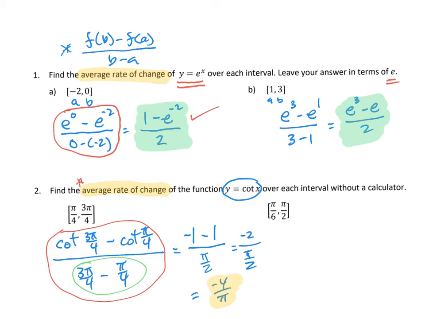The cotangent of pi over 2 is going to be 0 because that's 0 divided by 1 on the unit circle. The cotangent of pi over 6, that's going to be square root of 3 because it's square root of 3 over 2 divided by 1/2, which is square root of 3. And then on the bottom, it's pi over 2 minus pi over 6. That's going to be pi over 3, I guess. So I think this thing all simplifies to 3 square root of 3 over pi.